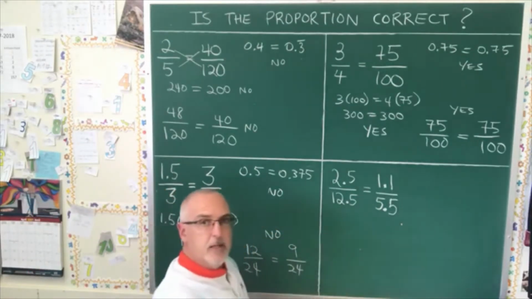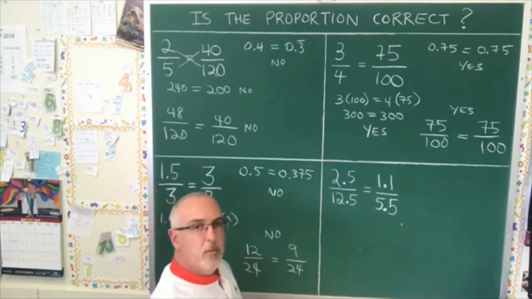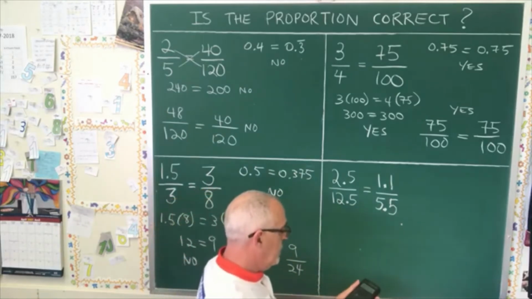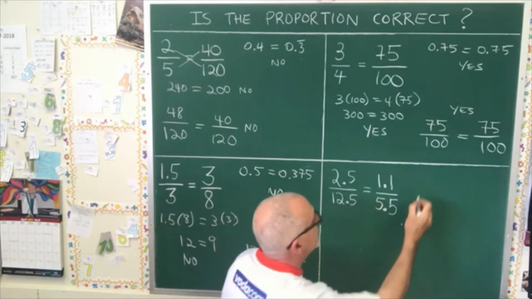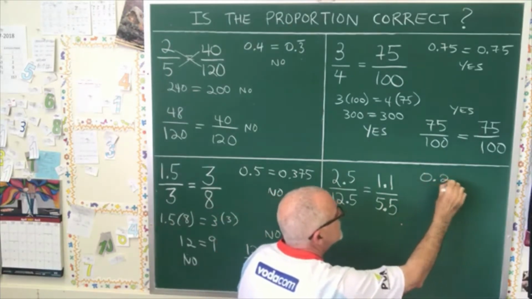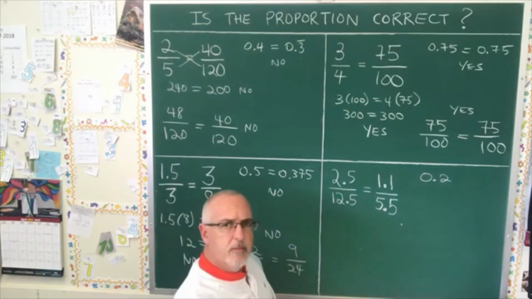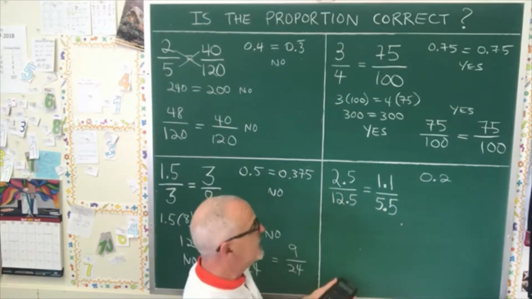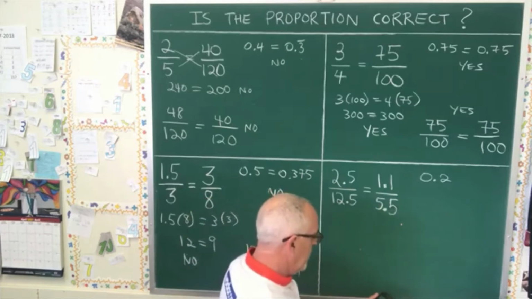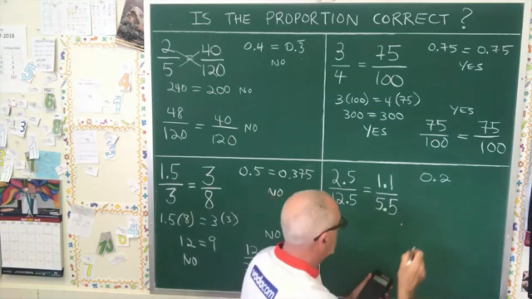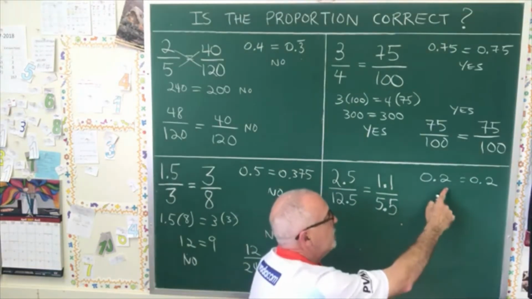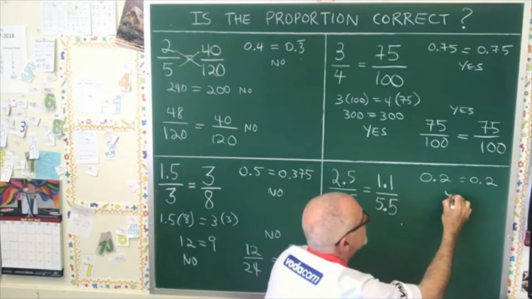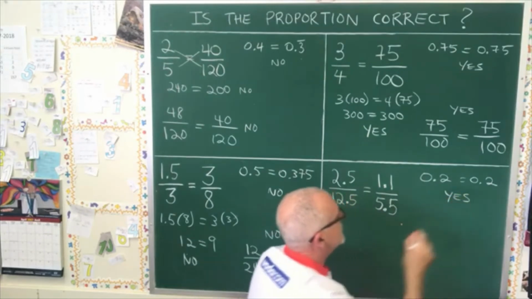This one's full of decimals. This is going to start being a little bit more inconvenient. But 2.5 divided by 12.5 in my calculator gives me 0.2. So even with all these decimals, the division method still works just as easily. 1.1 divided by 5.5 is also giving me 0.2. 0.2 is equal to 0.2, so yes, this proportion is correct.